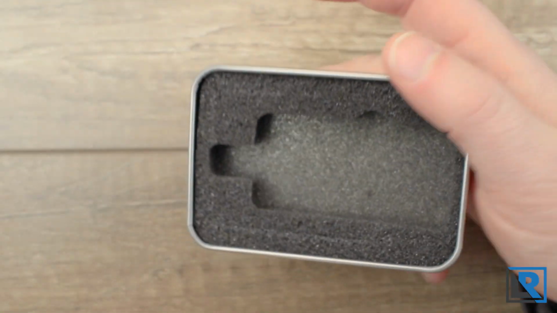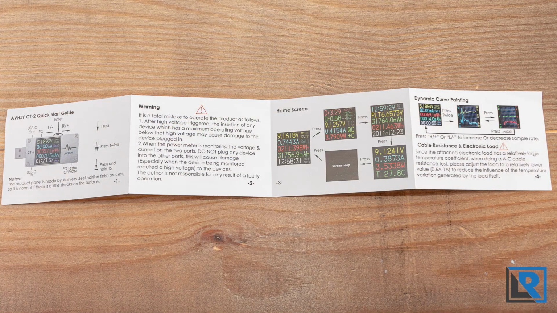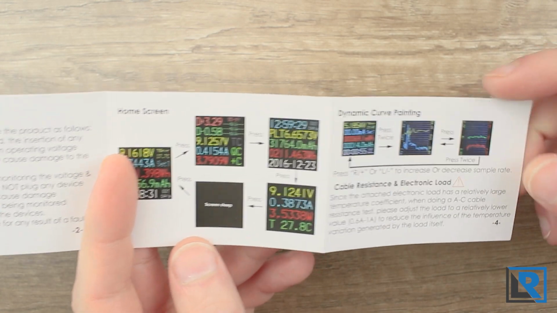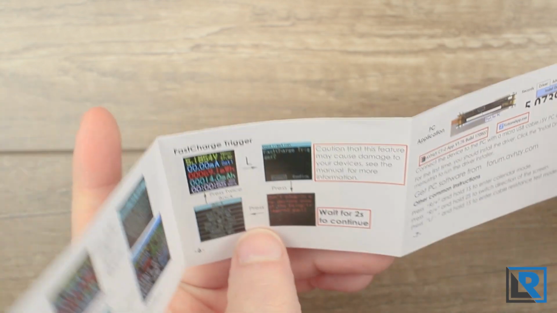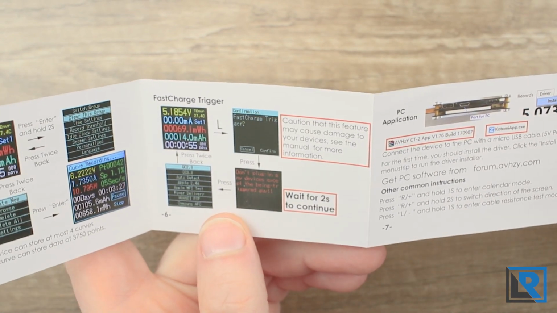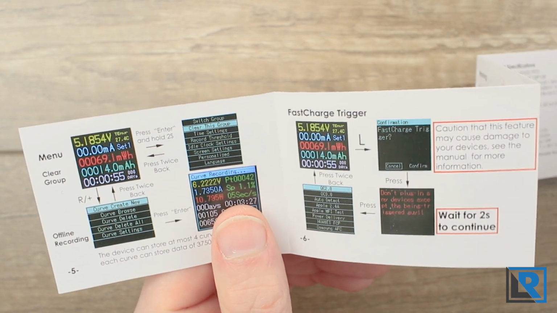It comes in this nice little foam case here, and you get a print copy of the manual too. These are pretty similar. There are differences, but this is kind of like the quick start guide. This meter has some learning curve to it. It's pretty good. Not perfect, but definitely make sure you read the manual because you'll figure out how to do the fast charge trigger and set some of the curves and other stuff.